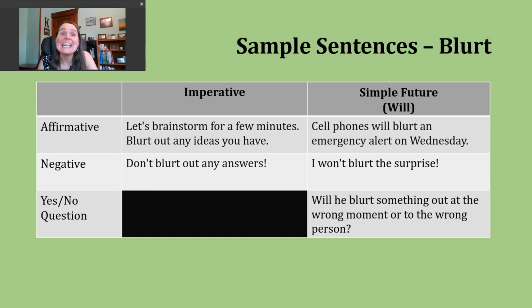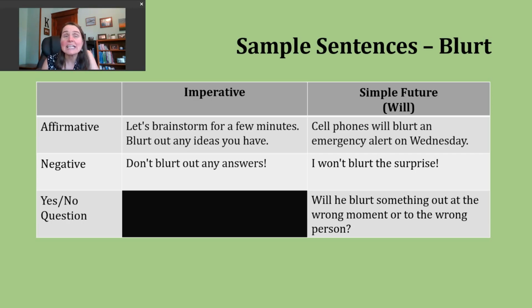Now let's look at making a negative simple future. To do this, what we want to do is start with our subject, use will not, and then the base verb. Now, will not can also have a contraction form that's won't, pronounced with a long O sound. That's W-O-N-apostrophe-T. I've used that in my example here. I won't blurt the surprise. So maybe this is someone making a promise, right? I'm not going to say anything without that careful thought about who might be hearing the news.